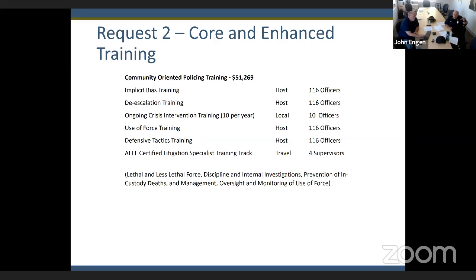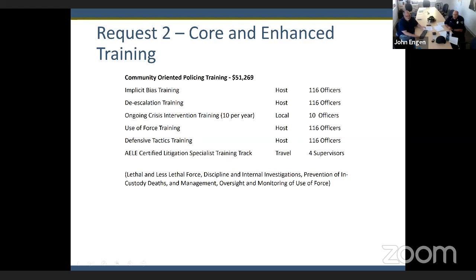This is where we are going to train all of our officers in implicit bias training, de-escalation training, our ongoing crisis intervention training, use of force training, and defensive tactics training.